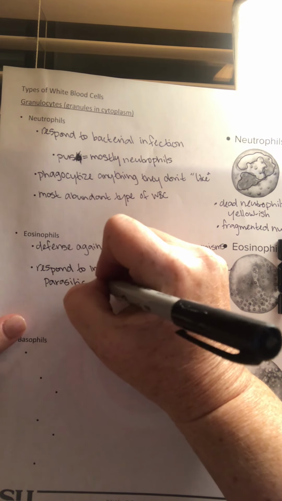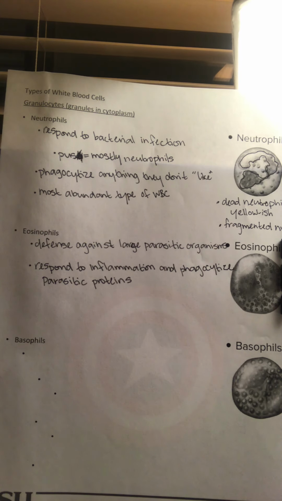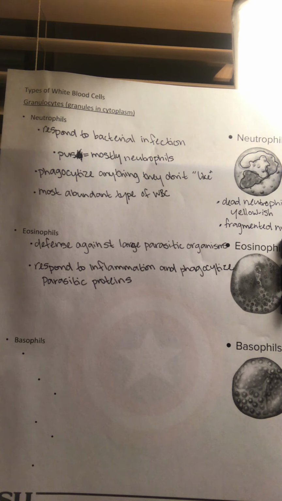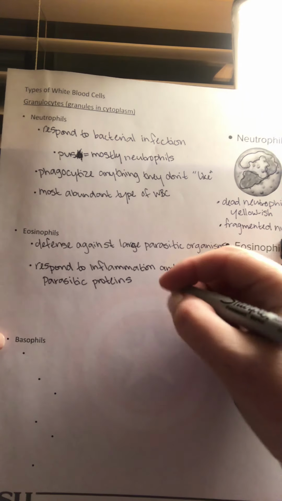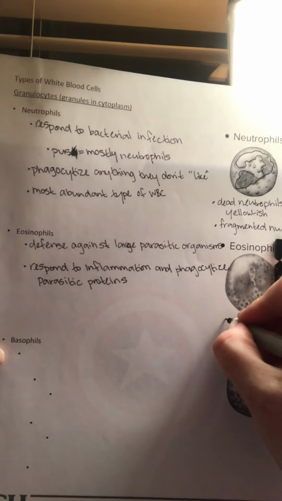Parasitic proteins. Okay, so these guys tend to stain a red color when you stain them. It's something you have to do in a lab. And they have a bilobed nucleus.